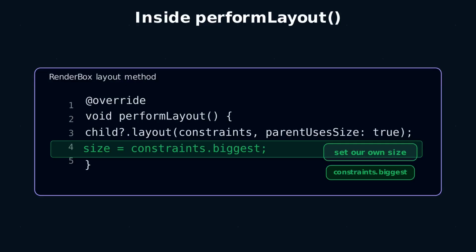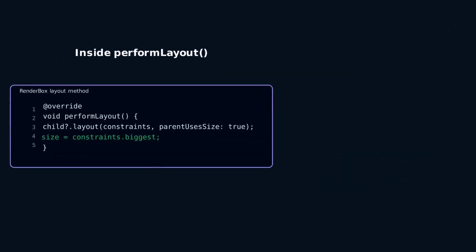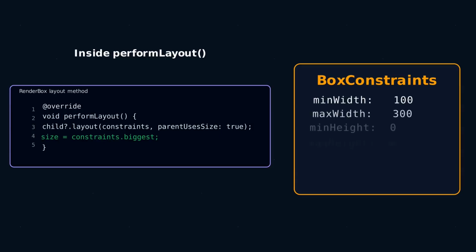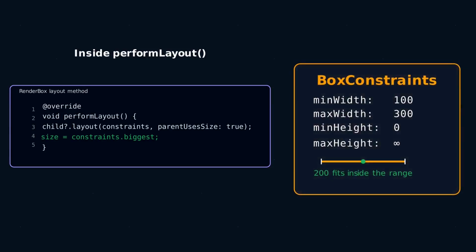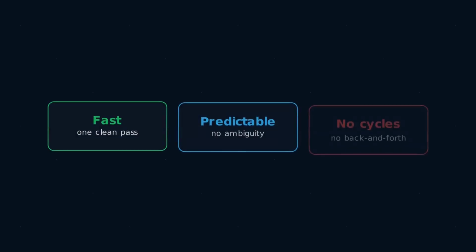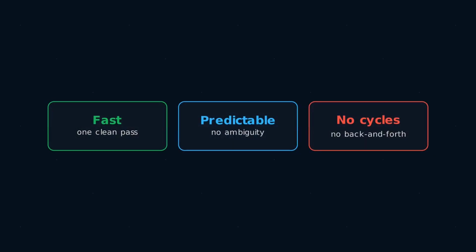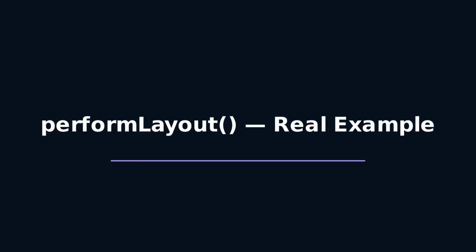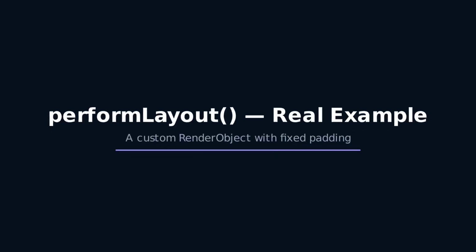The constraints here, for the most common case, is a BoxConstraints object. It has four properties: minWidth, maxWidth, minHeight, maxHeight. The child must fit within these. This single, elegant protocol is why Flutter layouts are so fast and predictable. No layout cycles, no ambiguity. Let me show you a slightly more real example of performLayout so you can really feel what's happening.